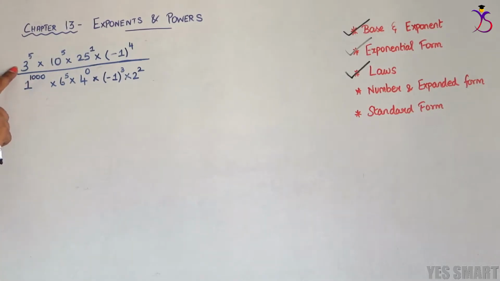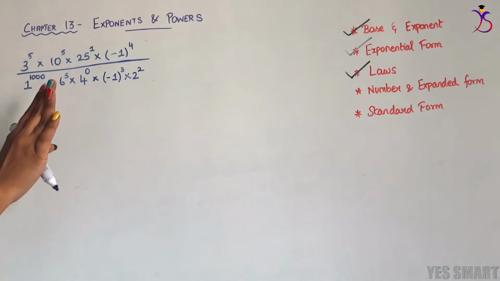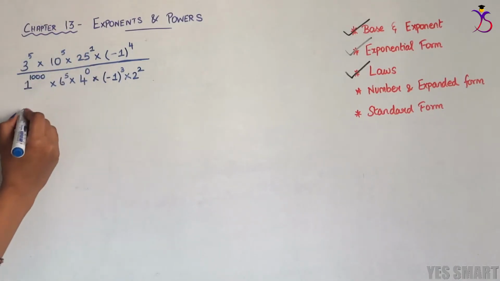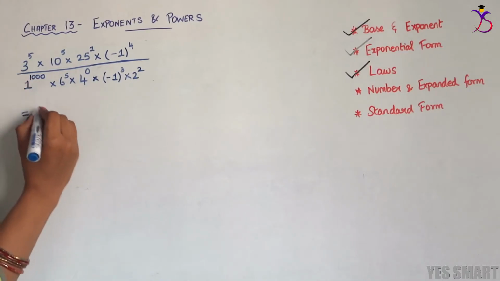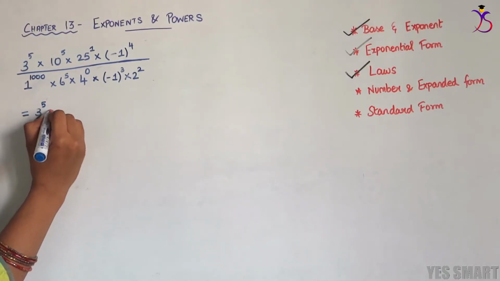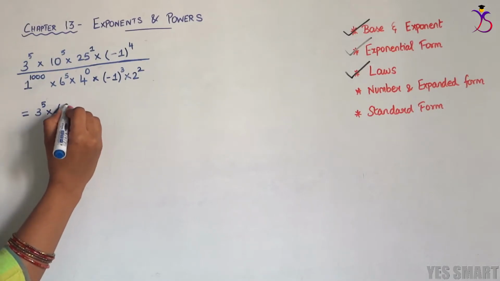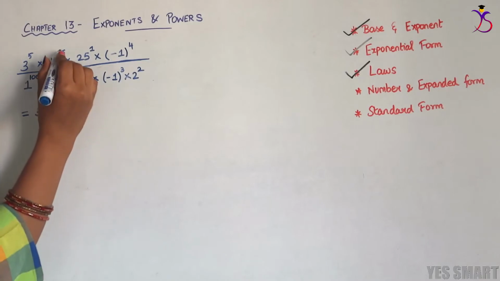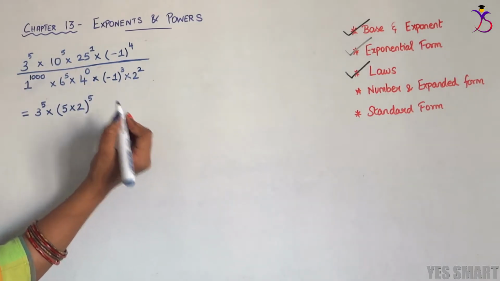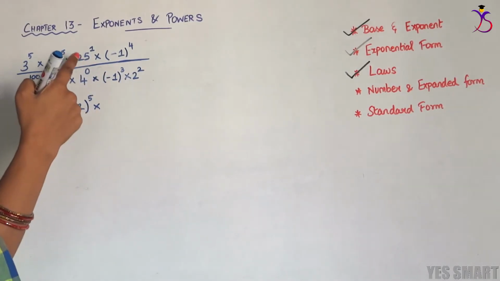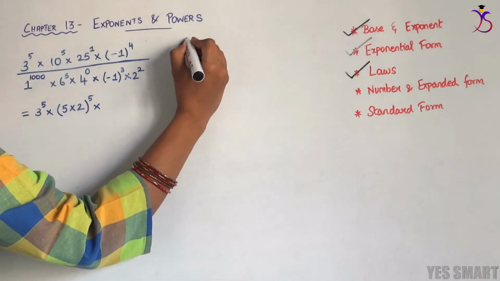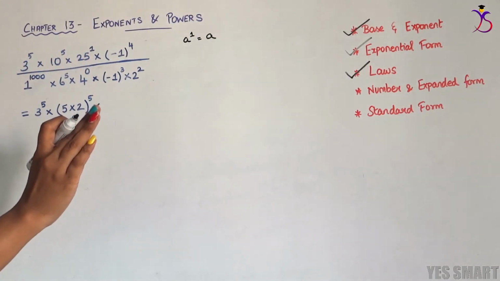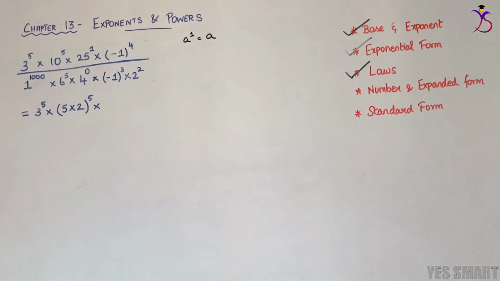So now let's solve this. 3 power 5, the base is 3, which is already a prime number, so I am just keeping it as it is, into 10. 10 is not a prime number, we can write it as 5 into 2. So 5 into 2, already we have power 5 there, so I am just retaining it, into 25 power 1. We already knew the law, a power 1 equal to a. Anything raised to power 1 equals the same number. Therefore 25 will be as it is.